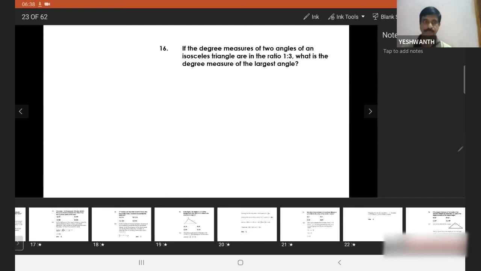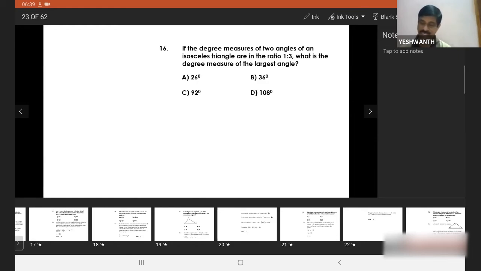If the degree measures of two angles of an isosceles triangle are in the ratio 1:3, what is the degree measure of the largest angle?